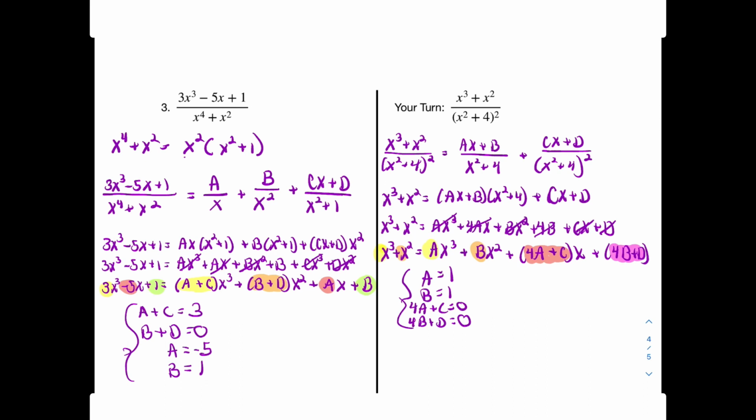So I already know what my a is equal to and my b is equal to, so I can use substitution method to solve for c and d. So since a is equal to 1 and b is equal to 1, I can take my 4b plus d, replace b with 1, solve for d, and end up that d must be -4. And I could also do the 4a plus c equals 0 equation, replace the a with 1, and I get that c is equal to -4.